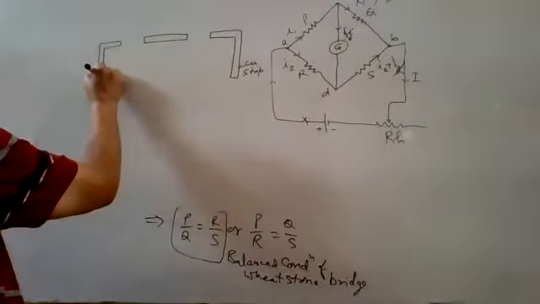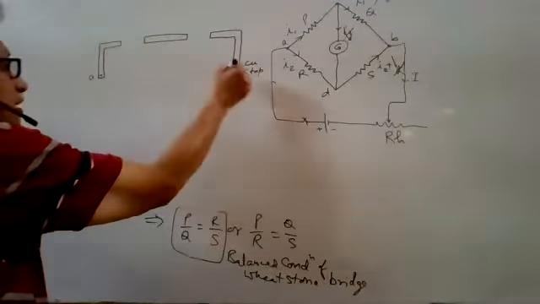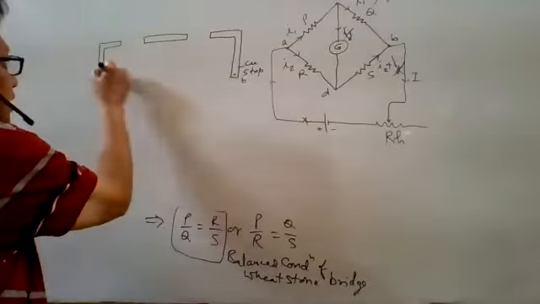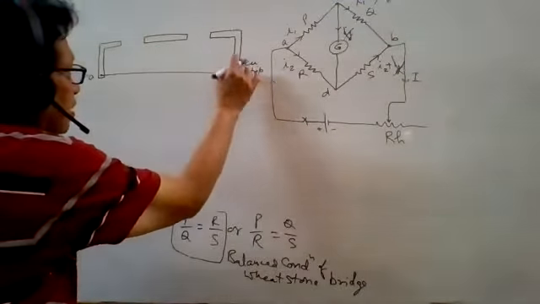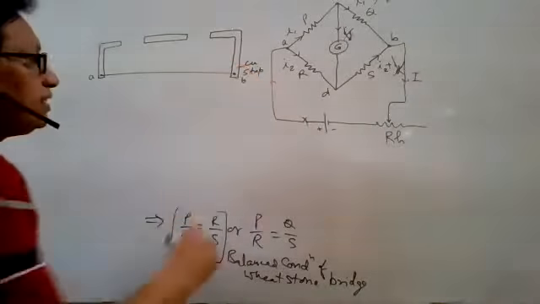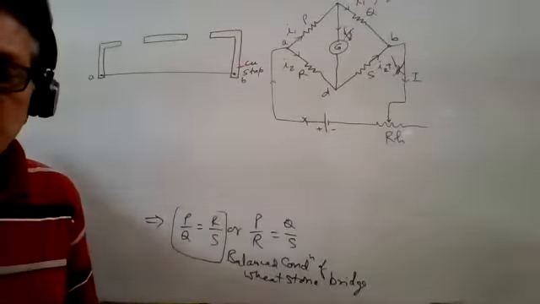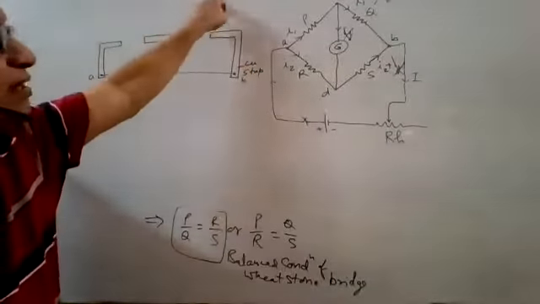Now let us say this point is suppose A and this point is suppose B, and this is a wire here of length 1 meter. AB wire length is 1 meter. That is why it is called meter bridge.